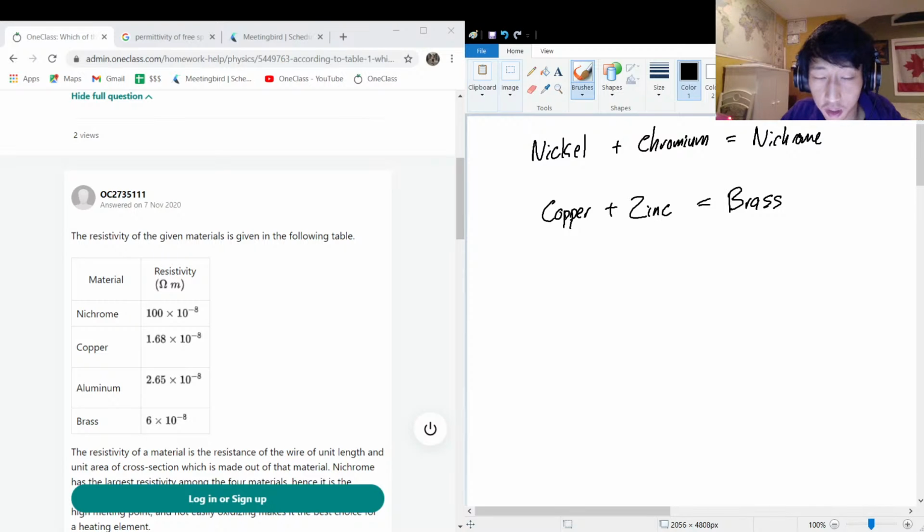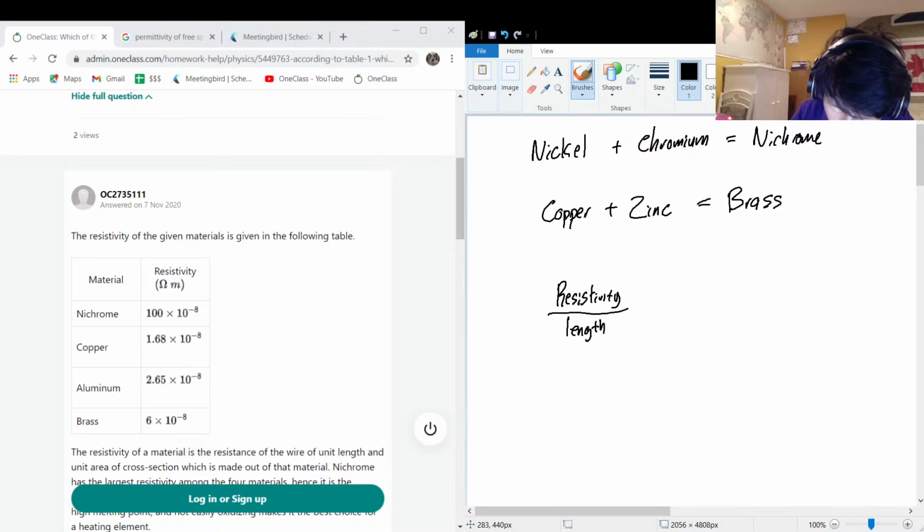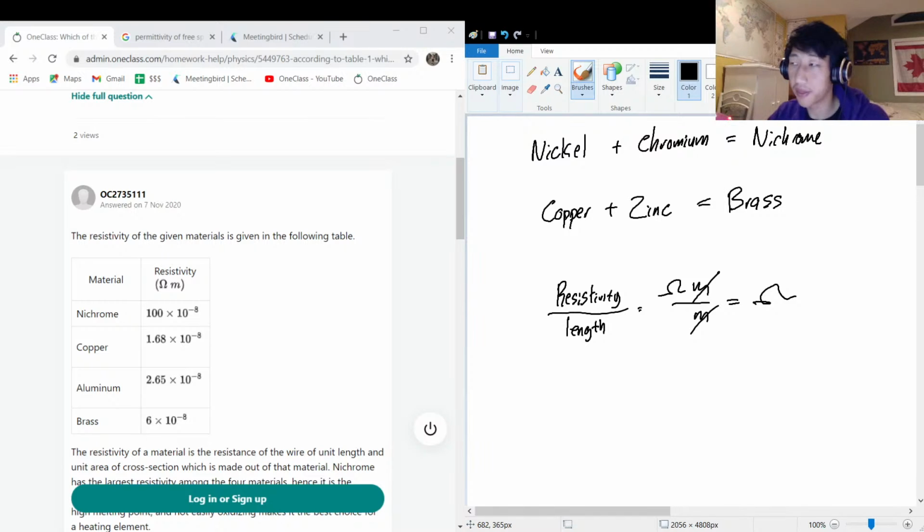So we want to see if we can get the resistivity values for each of the metals. The units are ohm meters. If you have resistivity divided by the length of a wire, we're going to assume a wire, that is ohm meters divided by meters, and the meters would cancel out and that would just be ohms. So you would just divide it by the distance that the material, like a wire, spans.